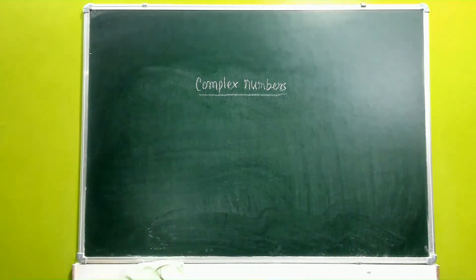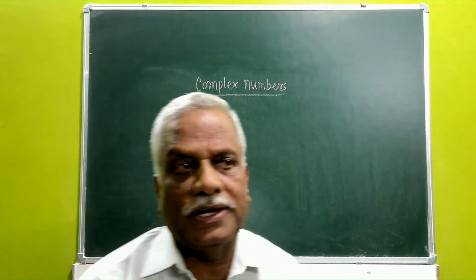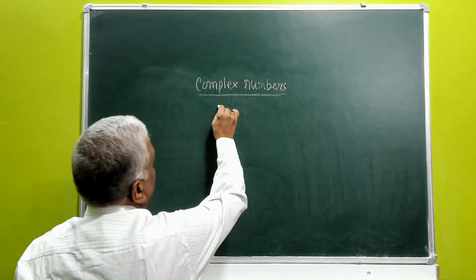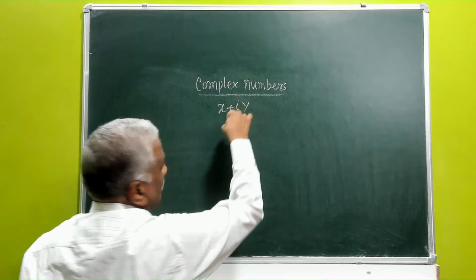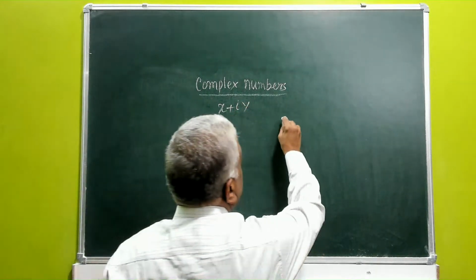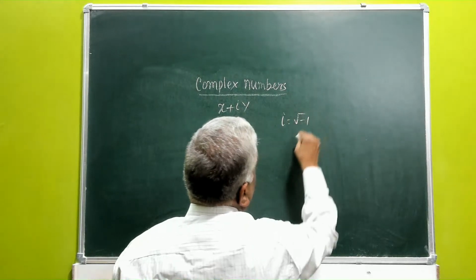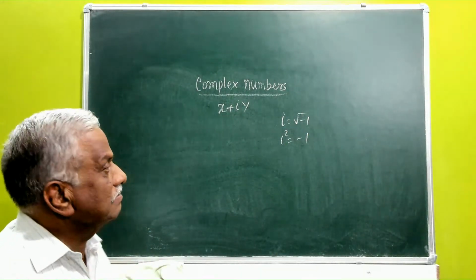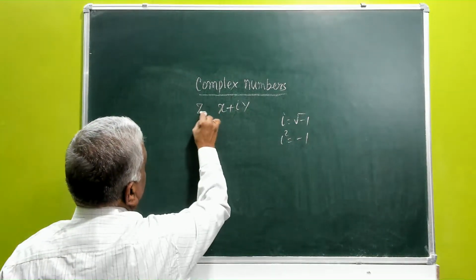I have got to just give you some briefing, only then you can work the problems. So let me give a minimum briefing. First we should recall what a complex number is. A number of the form x plus iy, where x and y are real numbers and i is an imaginary number. i is equal to root of minus 1, i square is equal to minus 1. These are called complex numbers. Complex numbers are denoted by z.